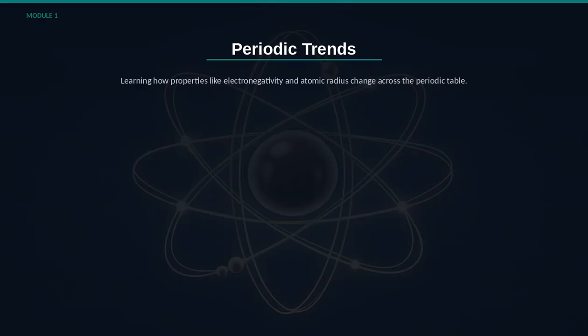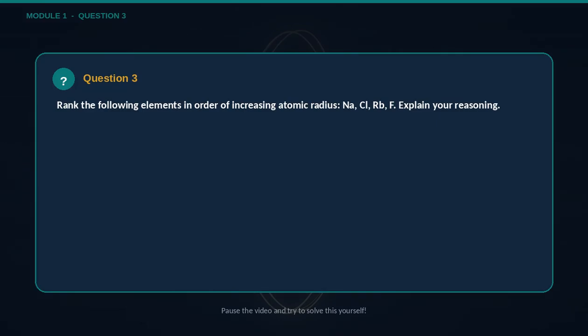Moving on to periodic trends. Let's learn how properties like electronegativity and atomic radius change across the periodic table. Question 3. Rank these elements in order of increasing atomic radius: sodium, chlorine, rubidium, and fluorine. Explain your reasoning using periodic trends.